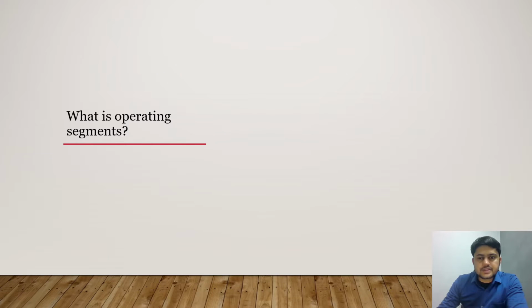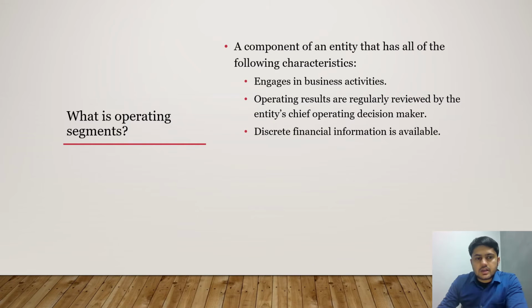First is operating segments. We are concerned more about operating segments here. And what is an operating segment? A component of an entity that has all of the following characteristics. The catch here is it should contain all of the following characteristics: it engages in business activities, its operating results are regularly reviewed by the entity's chief operating decision maker, and discrete financial information is available.